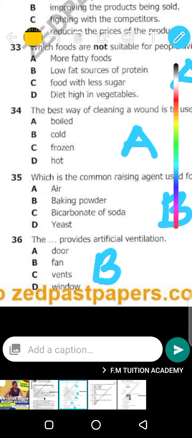Okay? Artificial ventilation, meaning a ventilation that is artificial. Natural ventilation, when you open the door, the air enters naturally. Same with vents and windows, the air enters naturally. But when you're using a fan, it is artificial. Okay?